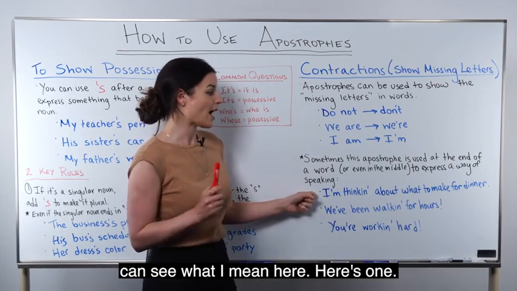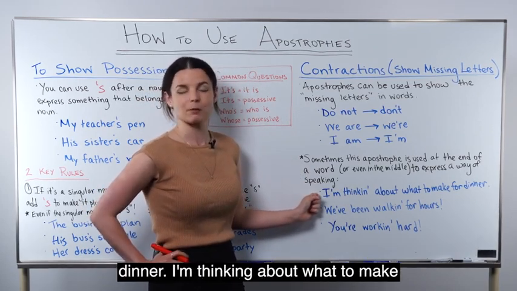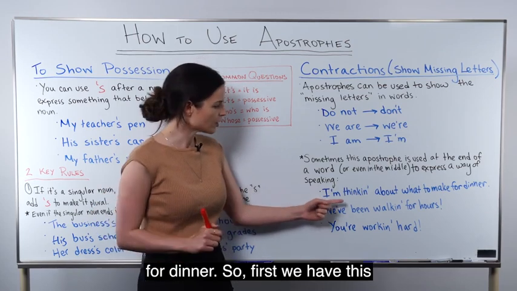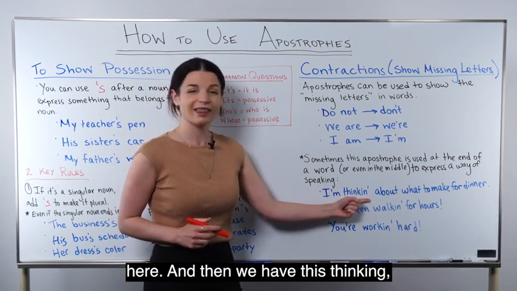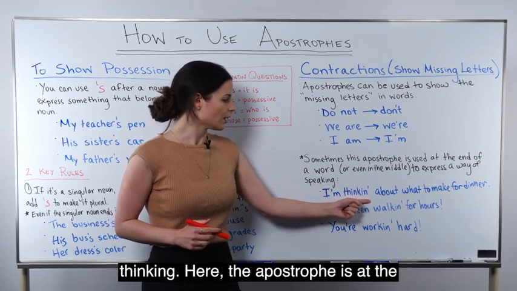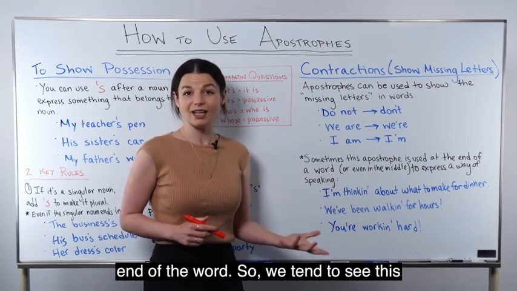Here's one. I'm thinking about what to make for dinner. So first we have this contracted form, right? The apostrophe here. And then we have this, thinkin', thinkin'. Here, the apostrophe is at the end of the word.